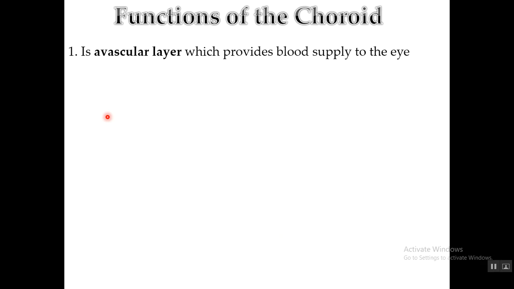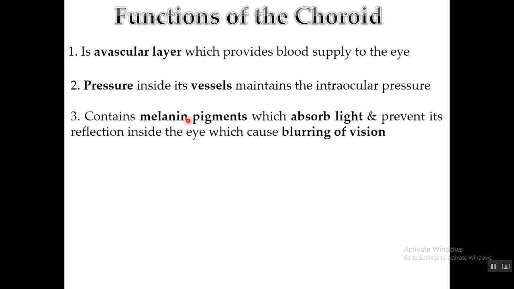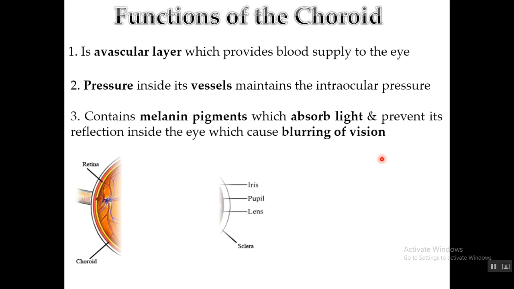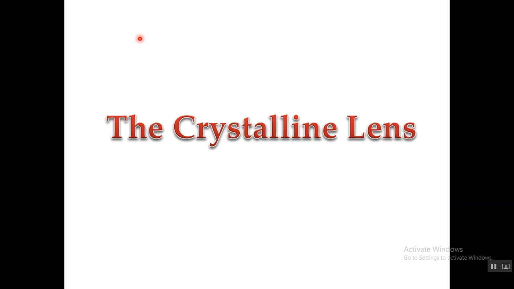What about the choroid? The choroid is a vascular layer, which provides the blood supply for the eye, and the pressure inside the vessels will maintain the intraocular pressure. Also, it contains a melanin pigment which absorbs the light and prevents reflection of the light in the eyeball, and this prevents glare, or glaring of vision. This is the function of the choroid. What about the last refractive media in our eye?